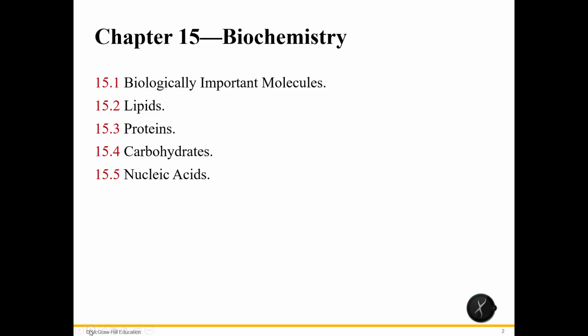What are the biologically important molecules? What are lipids? Also, we think of those as fats. What are proteins? You're going to see nitrogen plays an important role in proteins. What are carbohydrates? And then we're going to skip section 5.5 on nucleic acids.